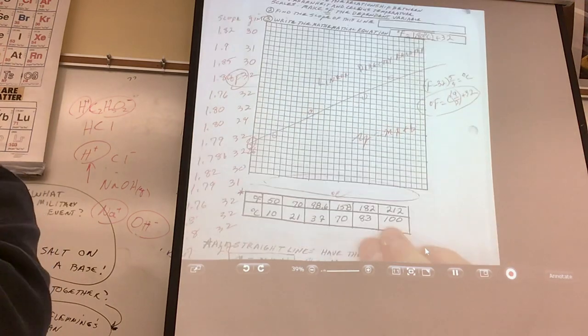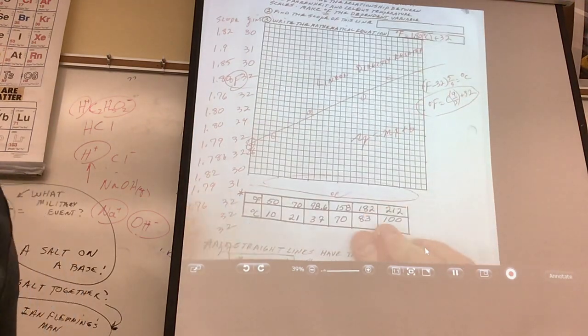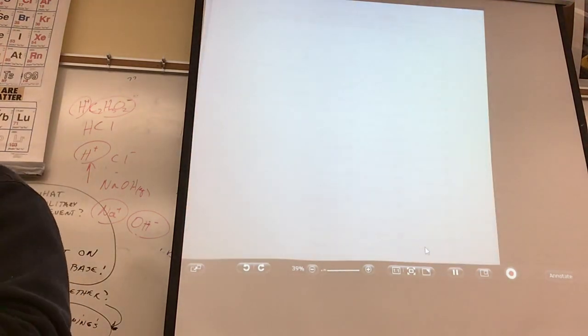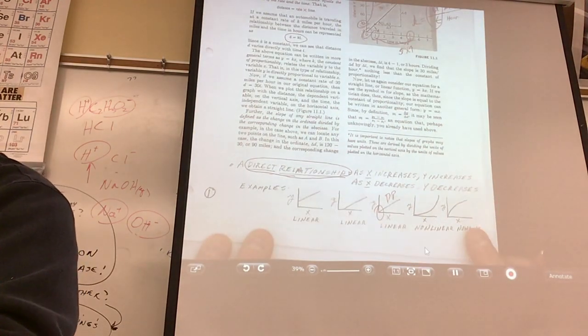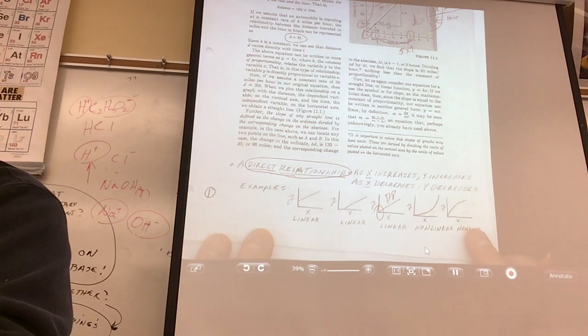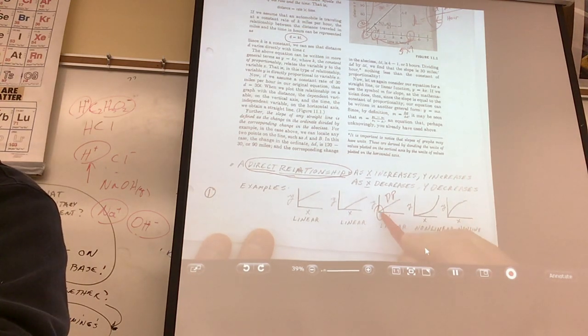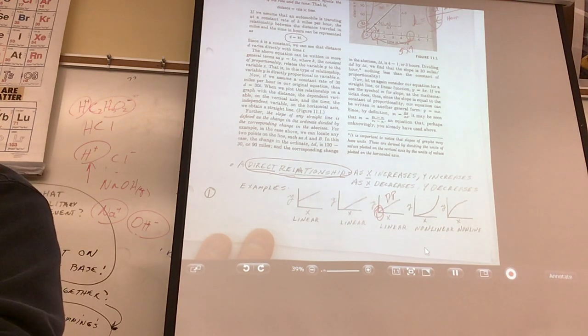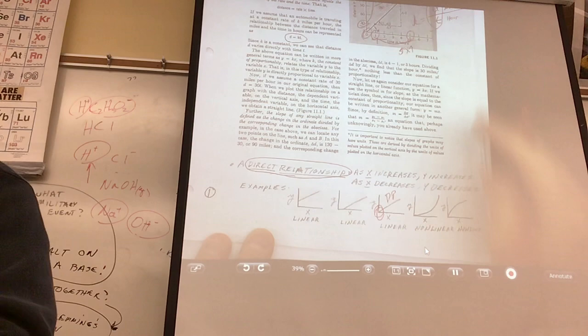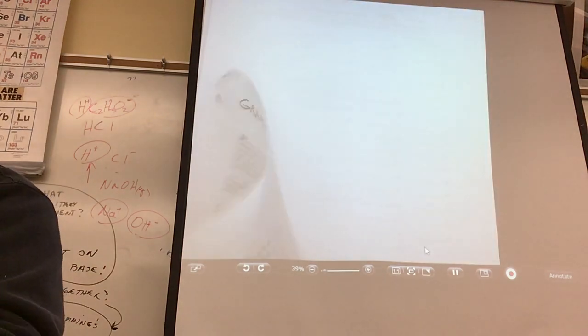What we talked about on Thursday was that all of these were direct relationships, but only one has to be linear and go through 0,0 before you can call it a direct proportionality. And so I would call it linear. And it is a direct relationship, but it's not a direct proportionality.